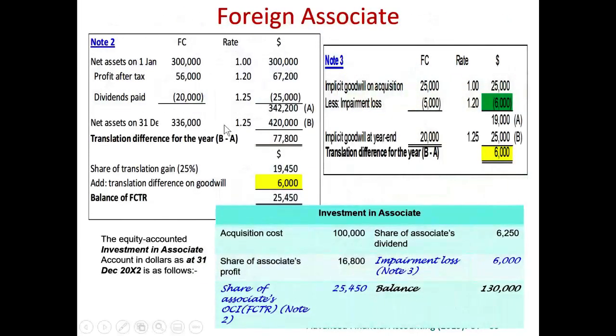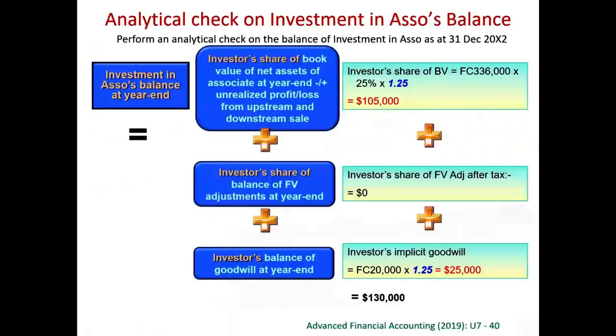We know that the book value of the net assets should be 336,000 FC translated at closing rate. This should be 420,000, but this is the total. We can share only 25%. So 336,000 translated at the closing rate, we share 25%. This means $105,000.